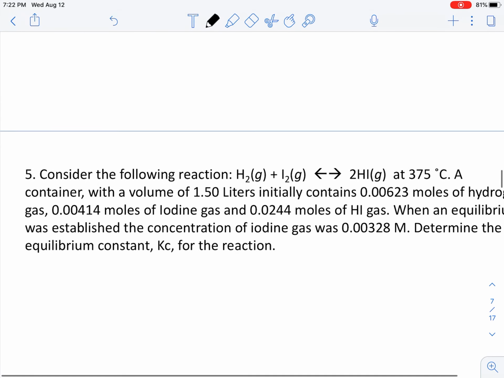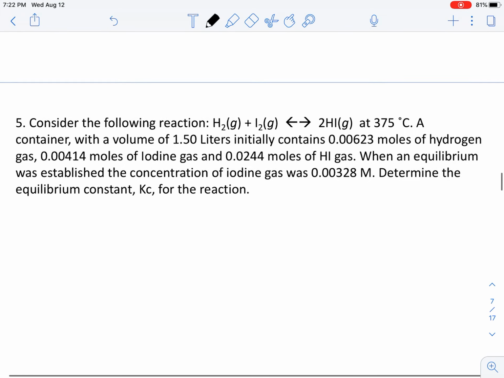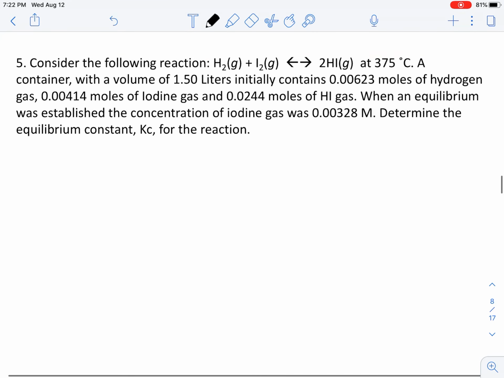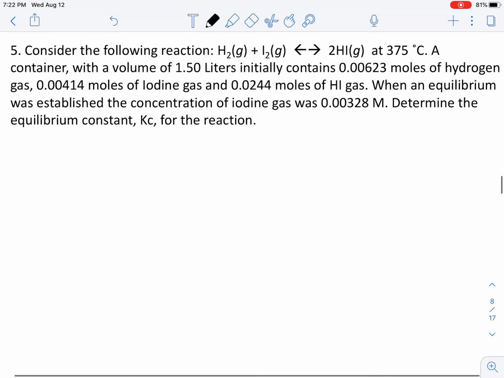Cool. So let's go ahead and move on to the next problem. Let's look at another scenario that you might come across when dealing with word problems involving chemical equilibrium.